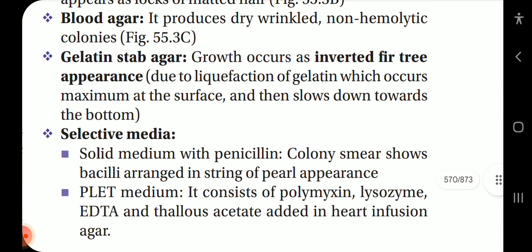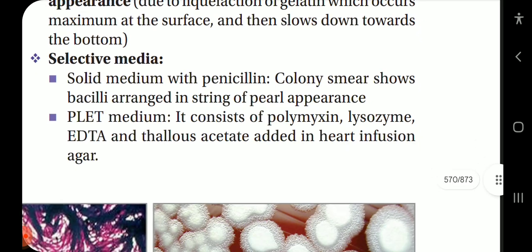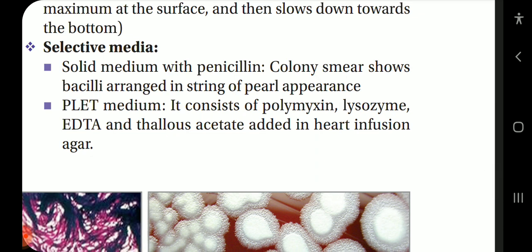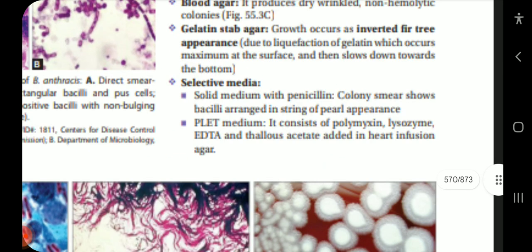Blood agar produces dry, wrinkled, non-hemolytic colonies. Gelatin stab agar growth occurs as an inverted fir tree appearance due to liquefaction of gelatin, which occurs maximum at the surface and then slows down towards the bottom. Selective media: solid medium with penicillin, where the colony smear shows bacilli arranged in string of pearl appearance. PLET medium consists of polymyxin, lysozyme, EDTA, and thallous acetate added in heart infusion agar.